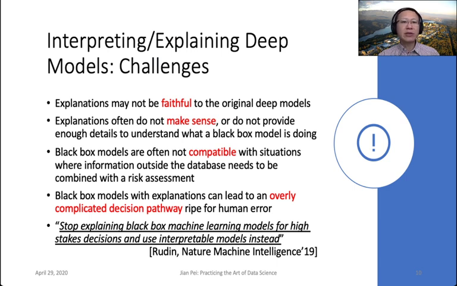The black box models are often not compatible with the situations where the information outside the database needs to be combined with a risk assessment. And black box models with those interpretations can lead to an overly complicated decision pathway ripe for human error. Based on her observations, she clearly advocates that we stop building explanations of black box models. Instead, construct interpretable models directly.